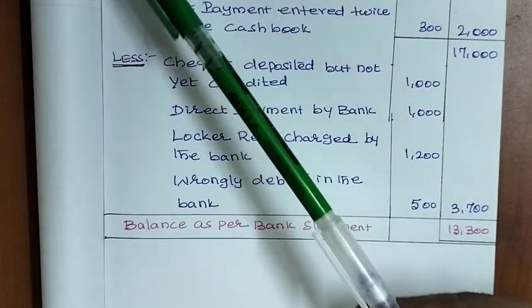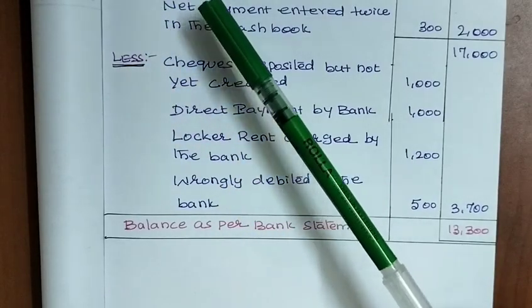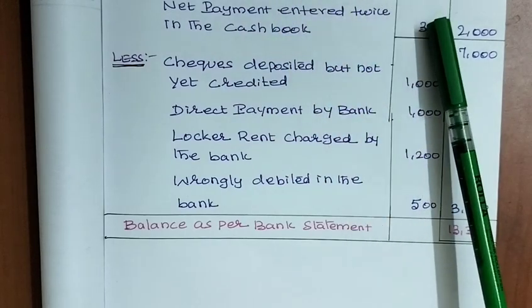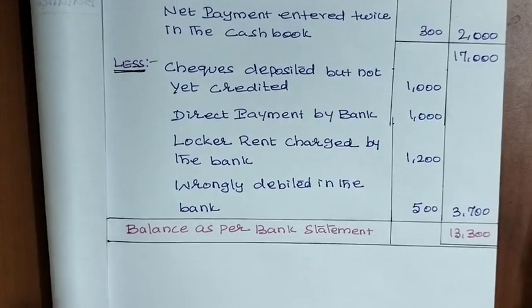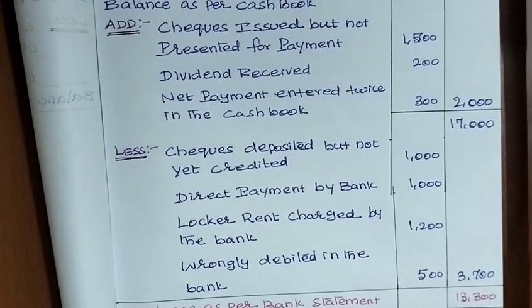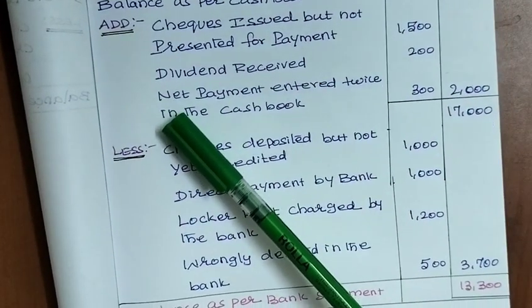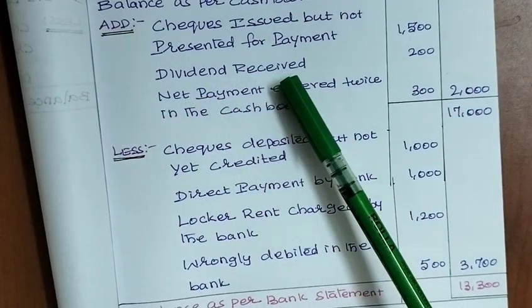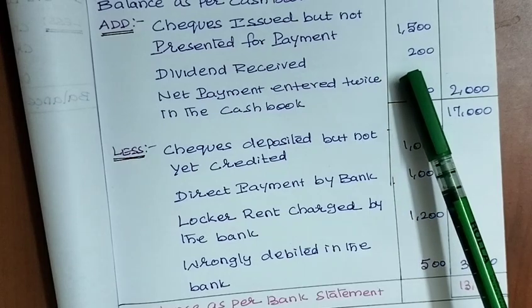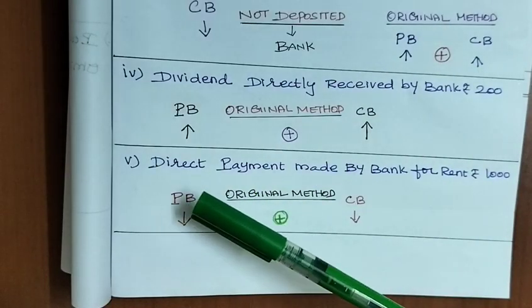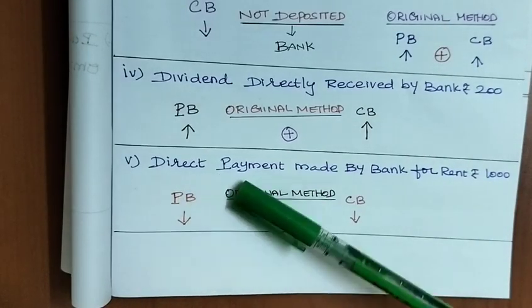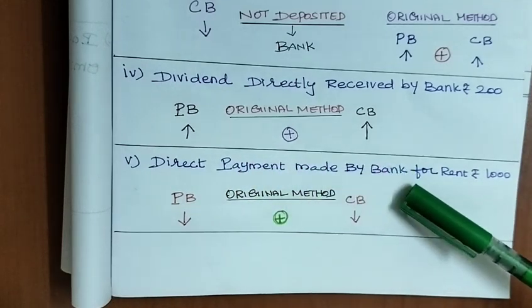In the add column you have to write dividend received, 200 rupees. Listen here, in the add column you have to write dividend received, 200 rupees. The next transaction is direct payment made by bank for rent, 1000 rupees.